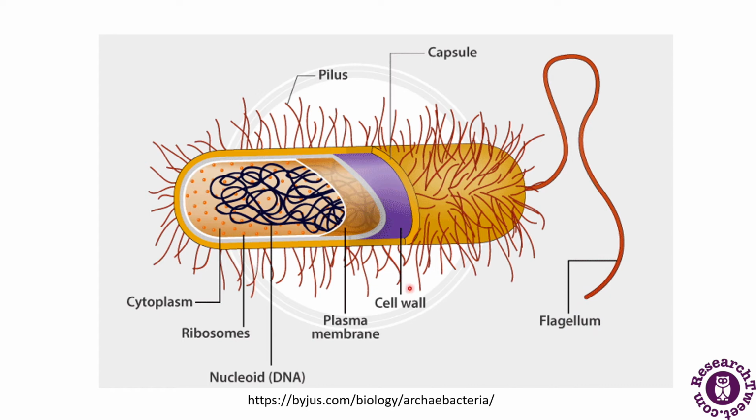It also has a cell wall and plasma membrane. It has its own genetic material, that is, the DNA is there. It also has the ribosomes for protein synthesis, and cytoplasm in which the ribosomes and the DNA are present. Pilus, the hair-like structures, are there, and there is a capsule. So these are some of the important parts of the Archaebacteria.